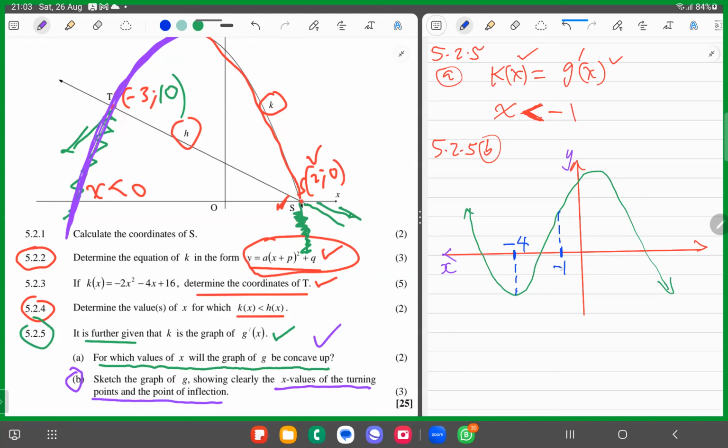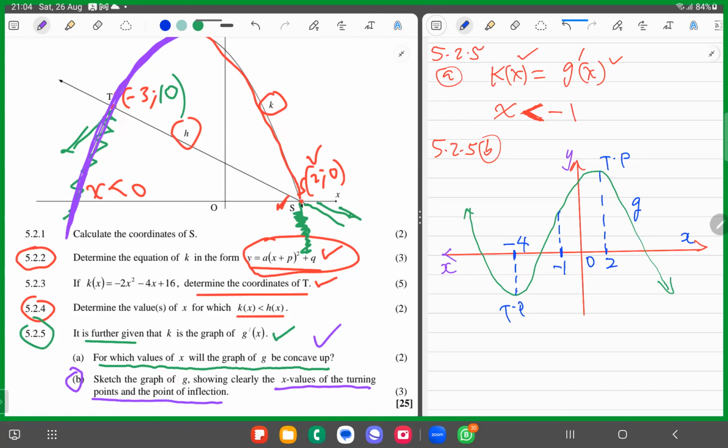Which is -1. And then this one is going to be g. X-axis there. So you can see what is happening here. This is going to be the graph of g. So you're going to see that this is the turning point and this is the turning point of the graph.